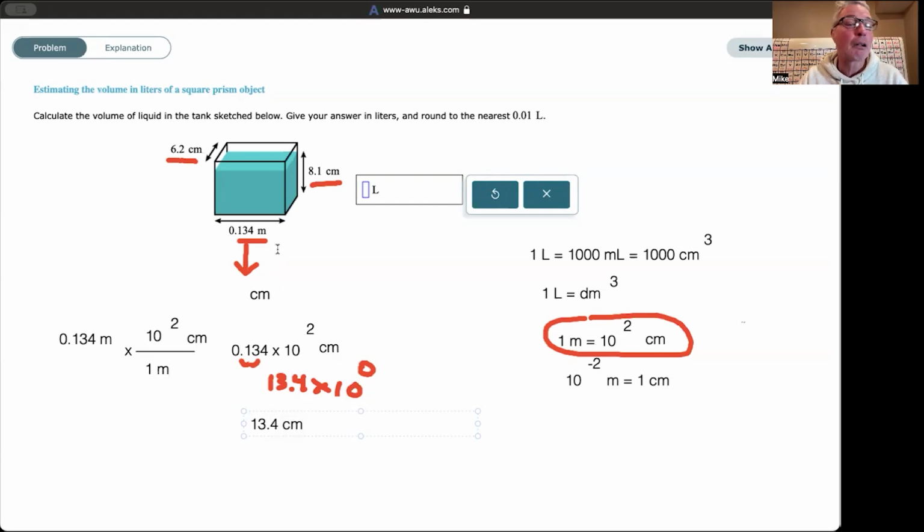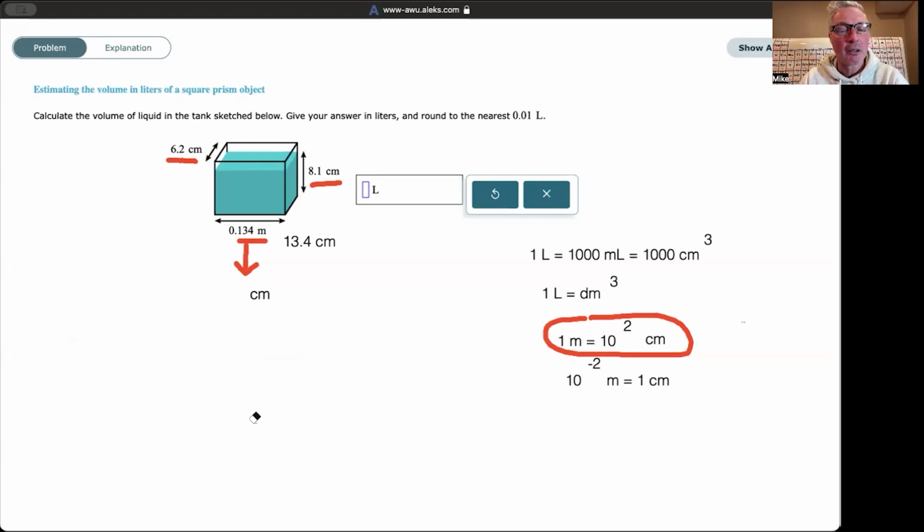13.4 centimeters. And it looks like it's wider than the height and the depth. So let's go throw that in there. 13.4 centimeters. Okay. Now let's just multiply length times width times height, and we'll end up with a volume, but that volume will be in centimeters cubed and not liters. All right. But it's okay. So, volume equals length times width times height.